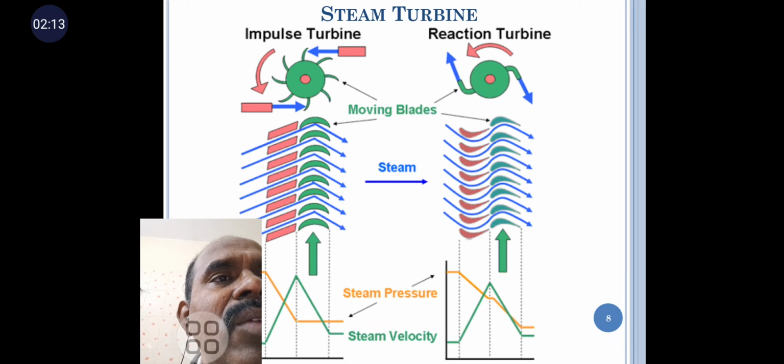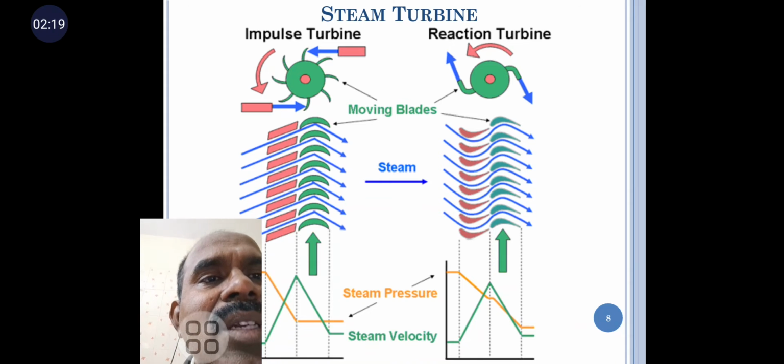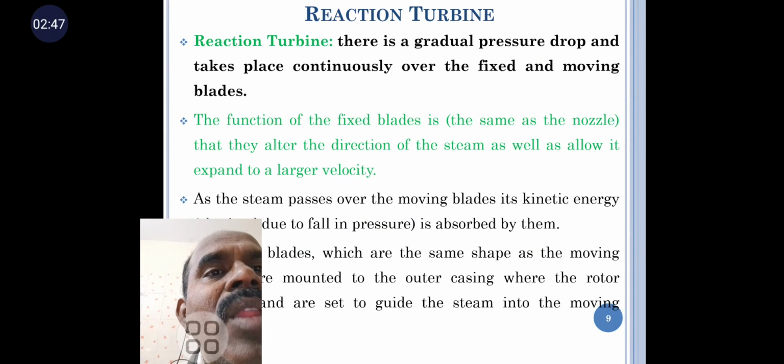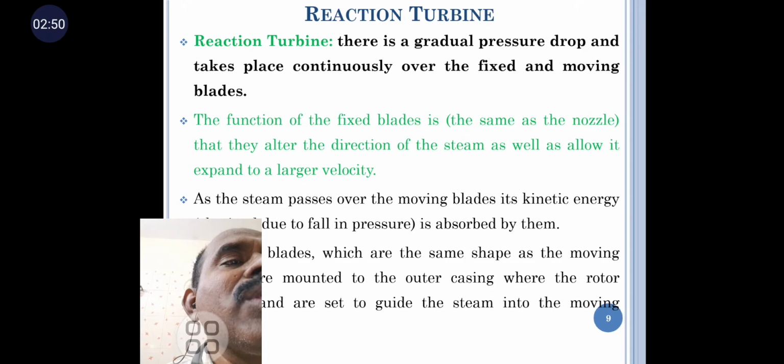This is the diagram showing the difference between impulse and reaction turbines. The red color is the nozzles, and these are the moving blades. Here there are fixed blades and moving blades. In the impulse turbine, velocity is suddenly reduced, and pressure is maintained at atmospheric pressure. In the reaction turbine, the pressure is gradually reduced at each and every stage. The gradual pressure drop takes place continuously over the fixed and moving blades.